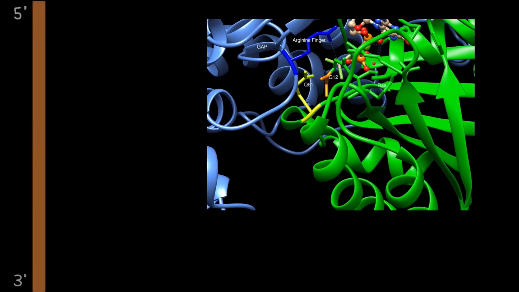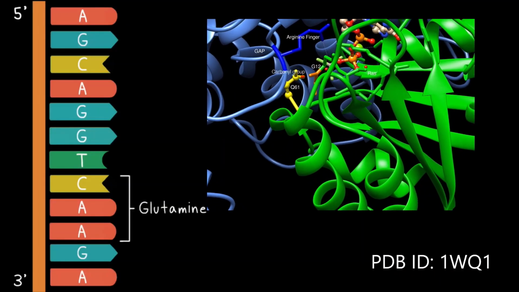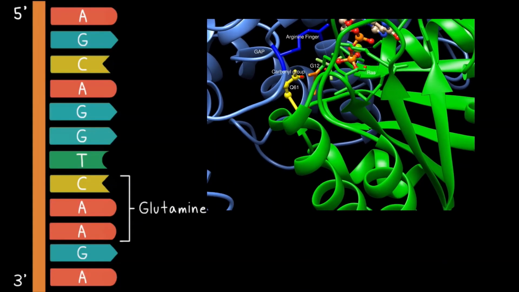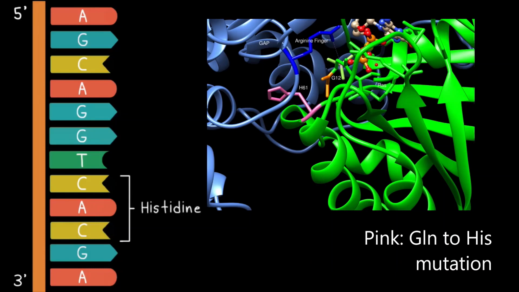The carbonyl group of the arginine finger also interacts with the side chain amide of the glutamine 61 RAS residue. The side chain carbonyl of this glutamine properly positions a water molecule for hydrolysis. If this residue is mutated, the RAS protein's intrinsic GTPase activity will be greatly reduced.